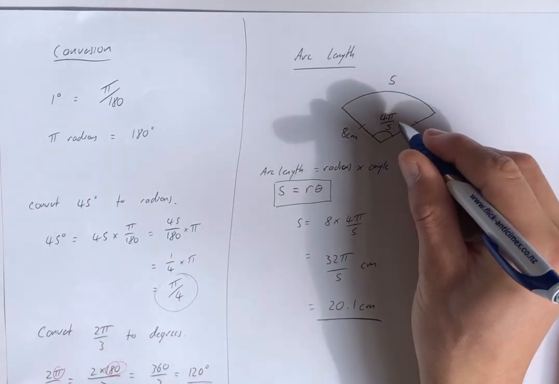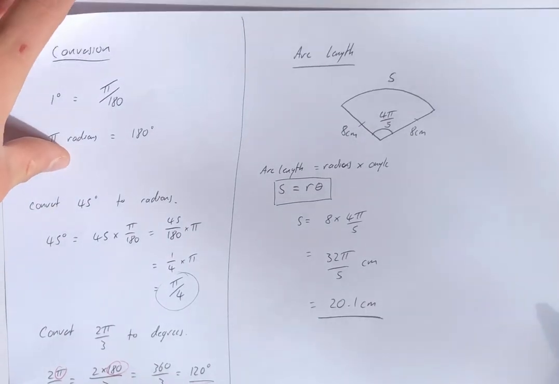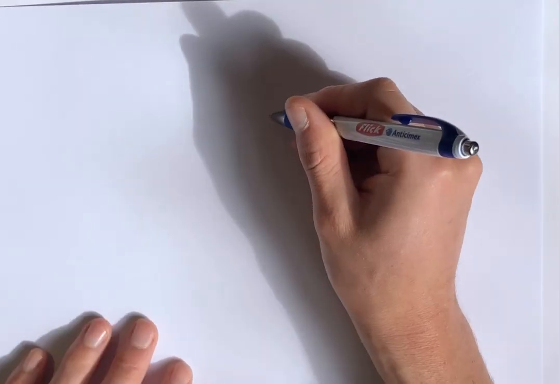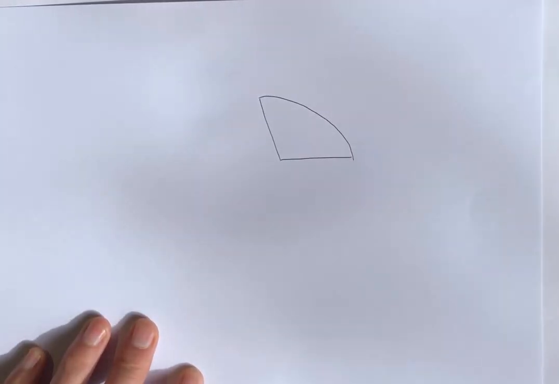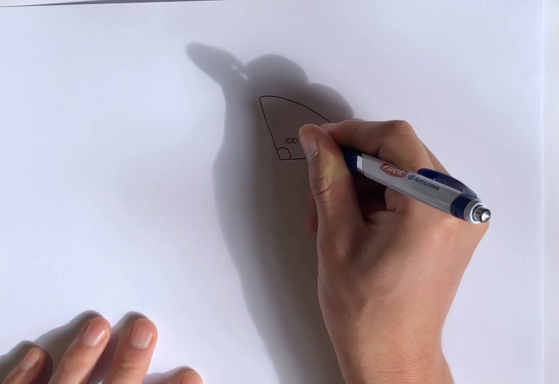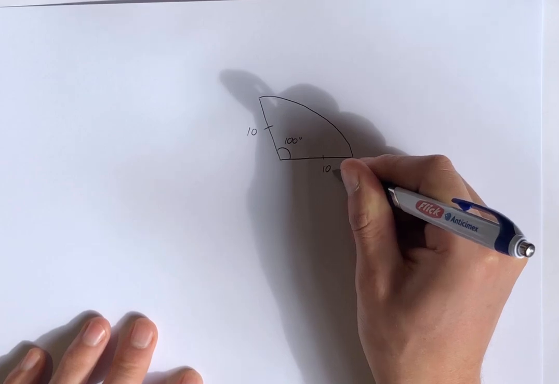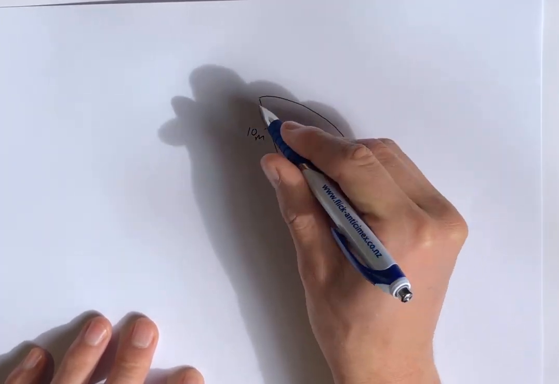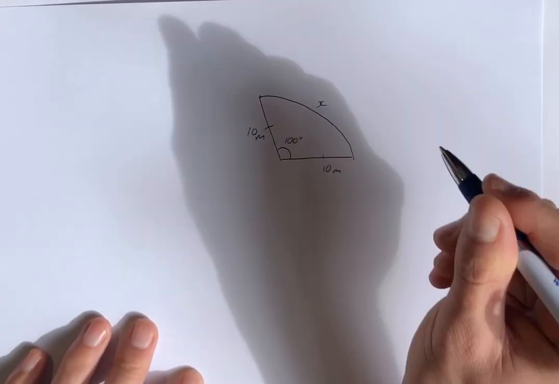Now if that was given in degrees, you just have to come back to this and do a conversion. So let's have a look at what that might look like. Let's do something quite similar. Let's say 100 degrees, and that was 10, and that was 10. Let's go meters. And we want to know this length here. So we could call that x, we can call it anything.